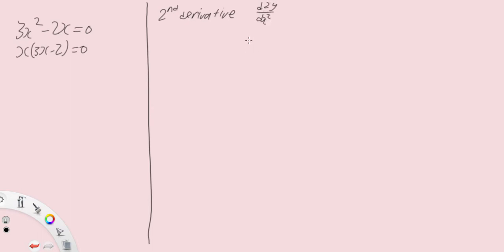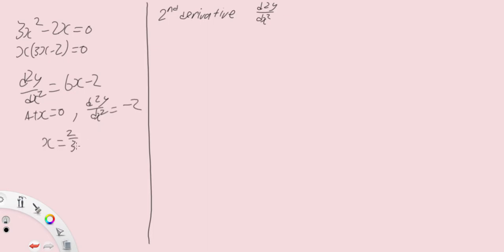And how are we going to use this? Well, firstly, let's differentiate and find the function for d2y/dx squared. So d2y/dx2 is basically differentiating dy/dx again, so I get 6x minus 2. What do you do next? At x equals 0, just put in the values. At x equals 0, d2y/dx squared equals minus 2. At x equals 2 over 3, d2y/dx2 equals 2.